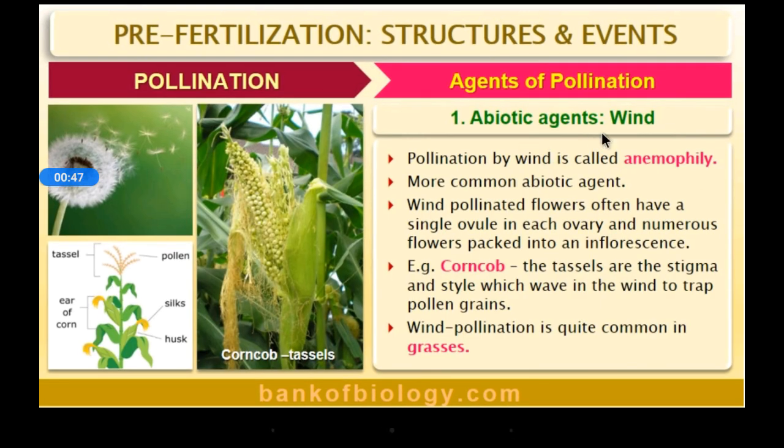First, the abiotic agent wind. Pollination by wind is called anemophily, and wind is the more common abiotic agent. Wind pollinated flowers often have a single ovule in each ovary and numerous flowers packed into an inflorescence. Here you can see an example, a corn cob. The tassels are the stigma and the style, which wave in the wind to trap the pollen grains.